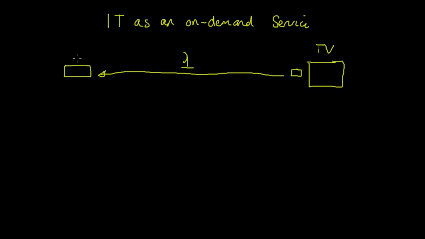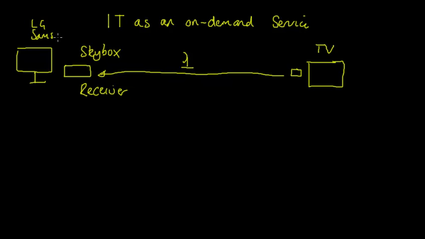Now, for Sky, it's a Skybox. Okay, so some sort of receiver that basically listens out for your subscribed television channels and then displays them on your TV. And this system doesn't care what your TV is, whether it's an LG, a Samsung, whatever. The system is independent. It doesn't matter. The Skybox doesn't care when it plugs into your television what that television is.